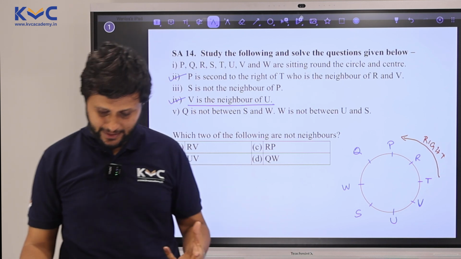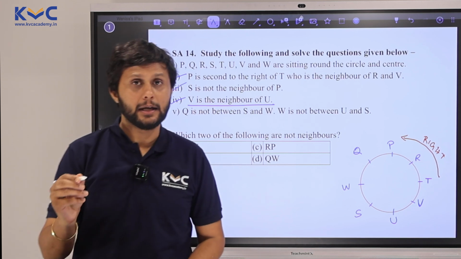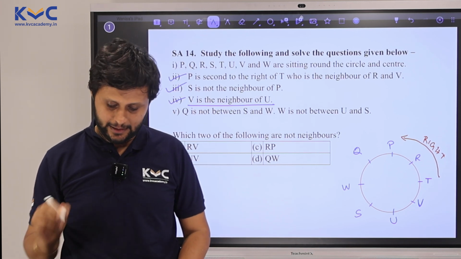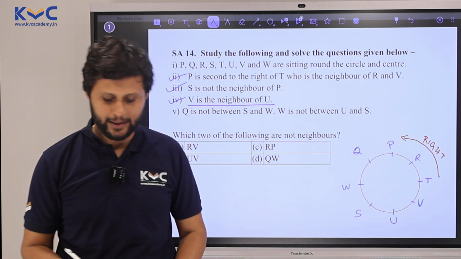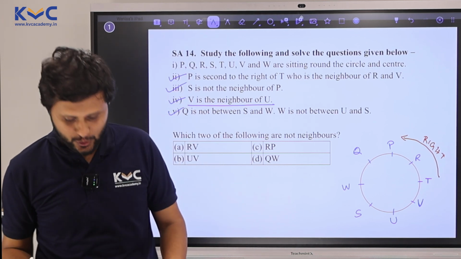Let me see if it matches now. S is not neighbor of P, that is satisfied. Q is not between S and W. W is not between U and S. All conditions are satisfied, so we now have the seating arrangement.